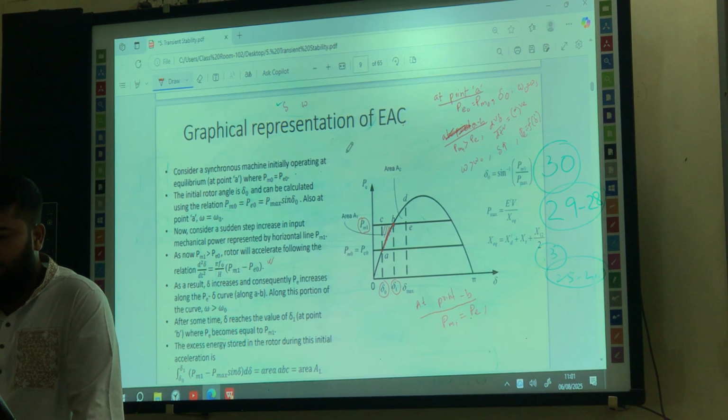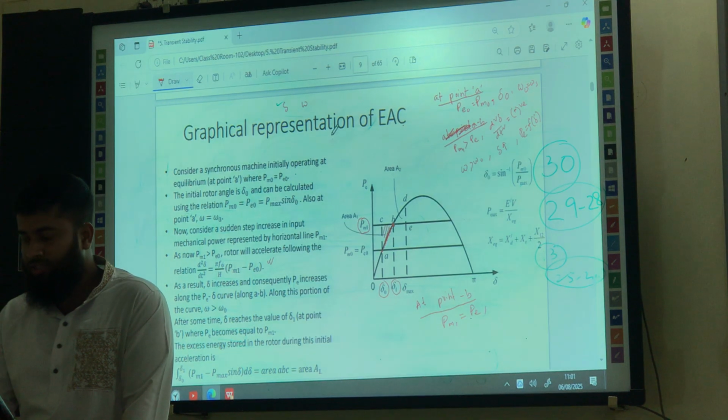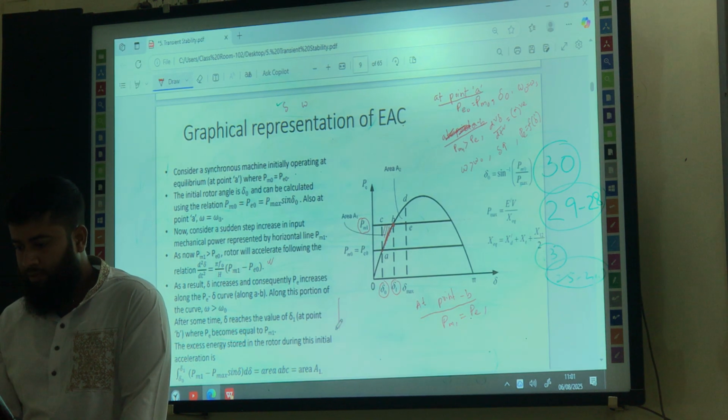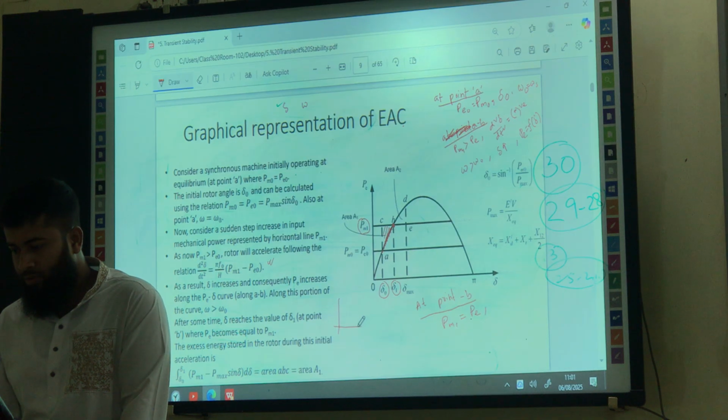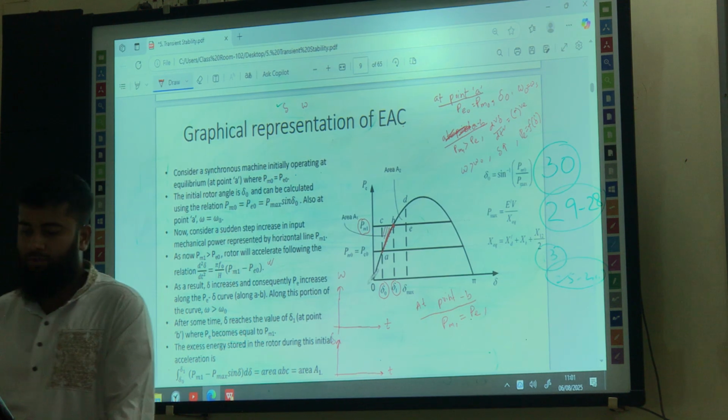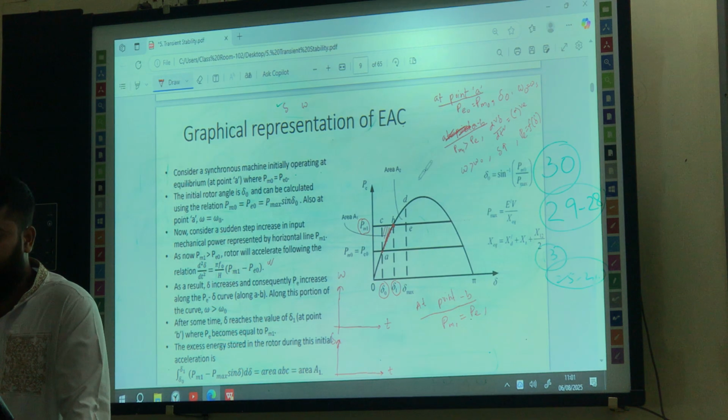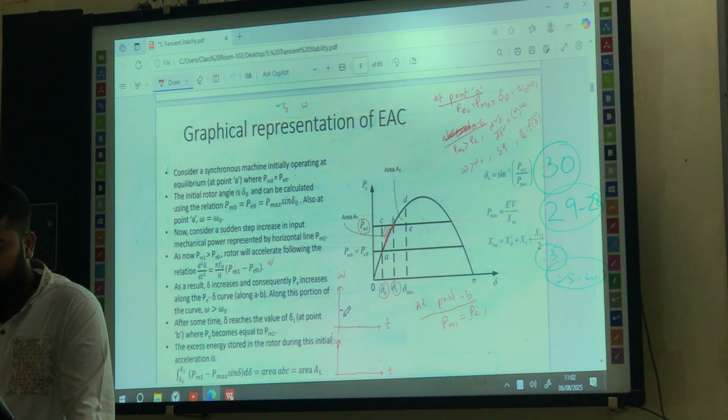So before that, let me draw the omega versus T curve, and this is omega versus T, and this is, let's say, delta versus T. Okay. So let me plot these two curves so that you can understand both the points clearly. So at the initial stage, at this point A, what was the speed? Omega naught, right? Let's say this is the speed omega naught. So this is, let's say, at T equals 0.